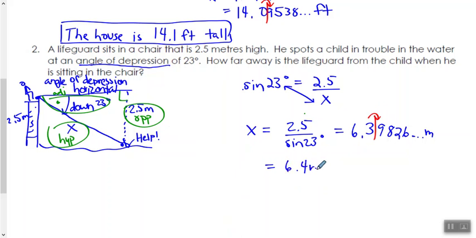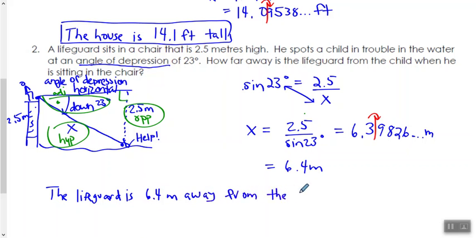So 6.4 meters. And since this is a word problem, I should answer in the form of a sentence. So the lifeguard is, yikes, 6.4 meters away from the child.